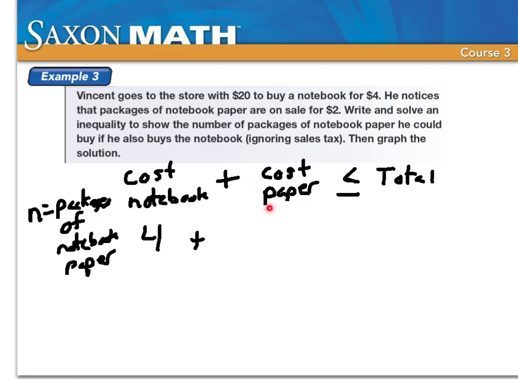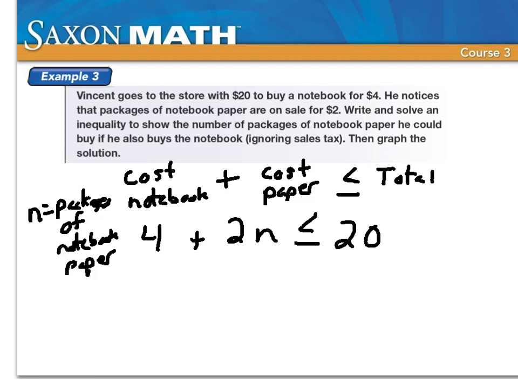So to represent the cost of the notebook paper, I would take the number of packages I bought times how much they cost. Well, they're on sale for $2 each, so that's the cost of the paper. And we're going to multiply that by the number of packages. So 2 times the number of packages that he's going to have. And that's going to be less than or equal to the total. And his total is $20 that he can spend.